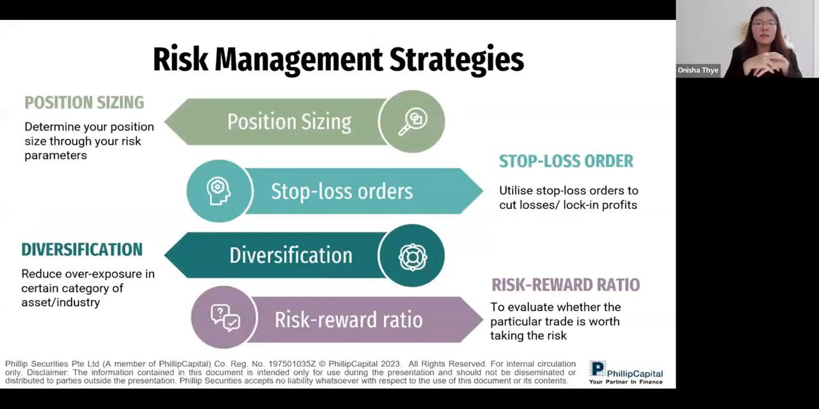Now these are the different risk management strategies that we are going to look at today. Position sizing is how you determine your position size through your risk parameters, and how you utilize stop loss orders to cut losses or lock in profits. Then diversification is also quite important, which is basically don't put all your eggs in one basket. Lastly, we'll look at the risk-reward ratio to evaluate whether a particular trade is worth taking the risk or not.